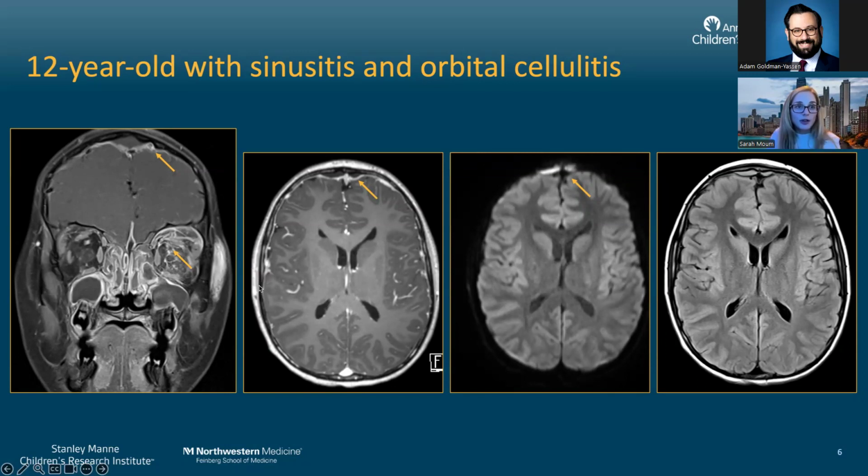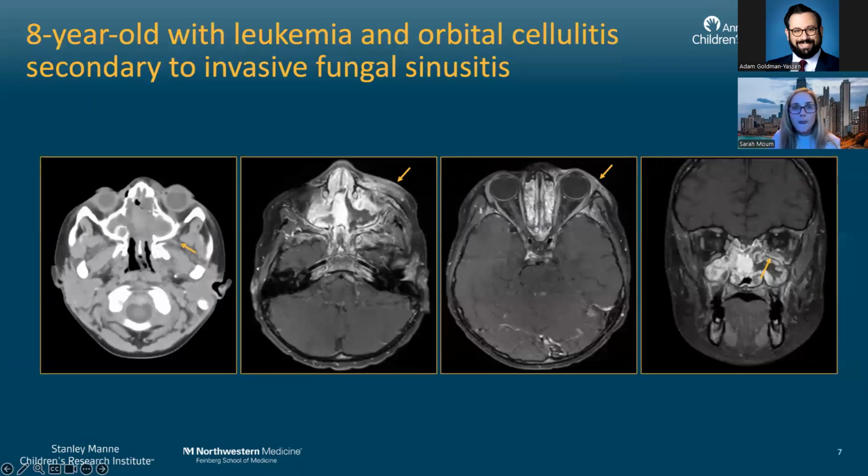So as denoted by the arrows, there is a frontal epidural empyema formation. We see peripheral enhancement around that, as well as internal restricted diffusion, so helping confirm that that's pus. Other things to look for that we're not seeing in this case are evidence of parenchymal abscess or cerebritis. But again, other things we want to keep in mind when we're assessing these patients.